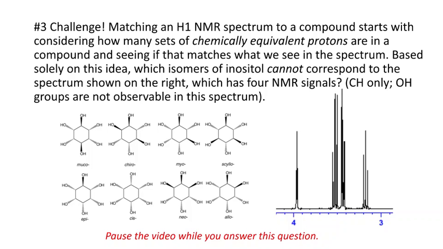Okay, pause the video. Think about this. How do you get 4 signals, 4 different kinds, and only 4 different kinds of CH protons from these various structures? Let's see what you can do. Pause the video, and I'll be with you in a minute.